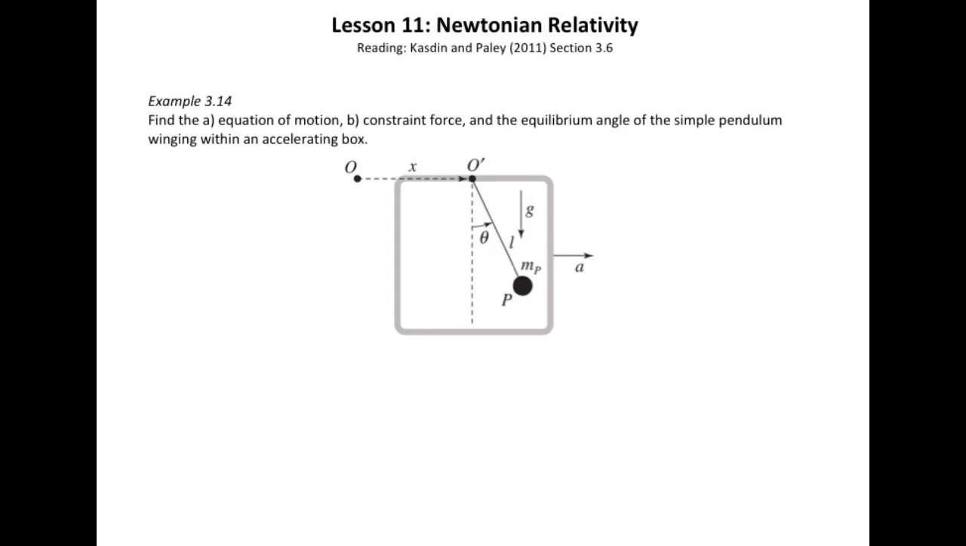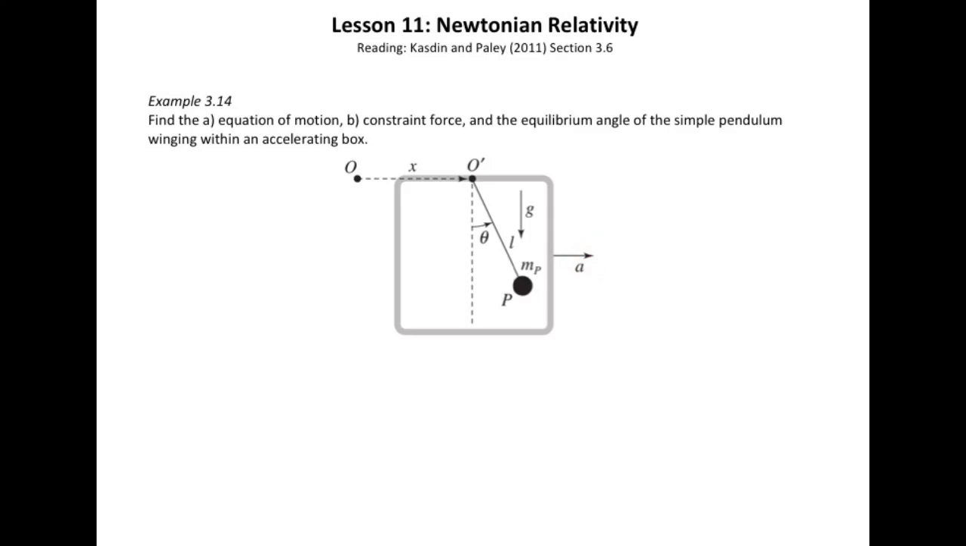So what we have here is a box that's accelerating to the right at an acceleration of a. And then there's a pendulum inside of it that's swinging. And so we want to find both the equation of motion as well as the constraint force. And then we want to find the equilibrium angle of that simple pendulum if it's actually swinging in the accelerating box. So, like all problems, we want to start out making a model, which is given here, of the box.